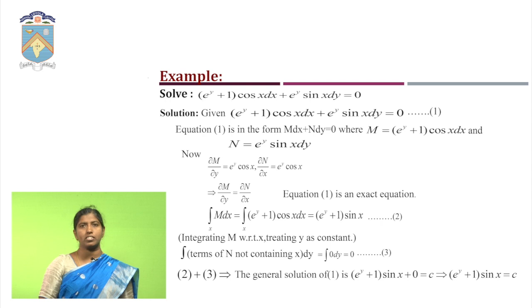If it is not exact, that means if the equation is of the form m dx plus n dy is equal to 0, and if ∂m/∂y is not equal to ∂n/∂x, what should we do? So we'll be looking at that. We should reduce the given equation to exact form. How will we reduce the equation to exact form?